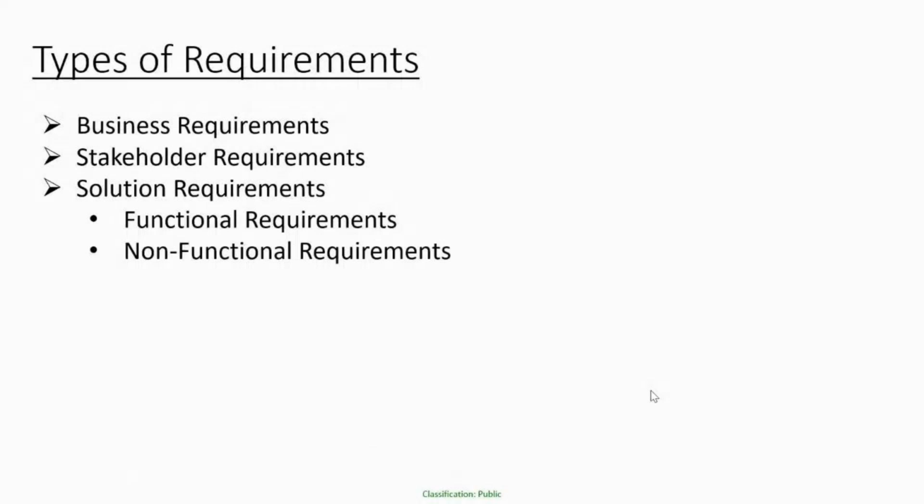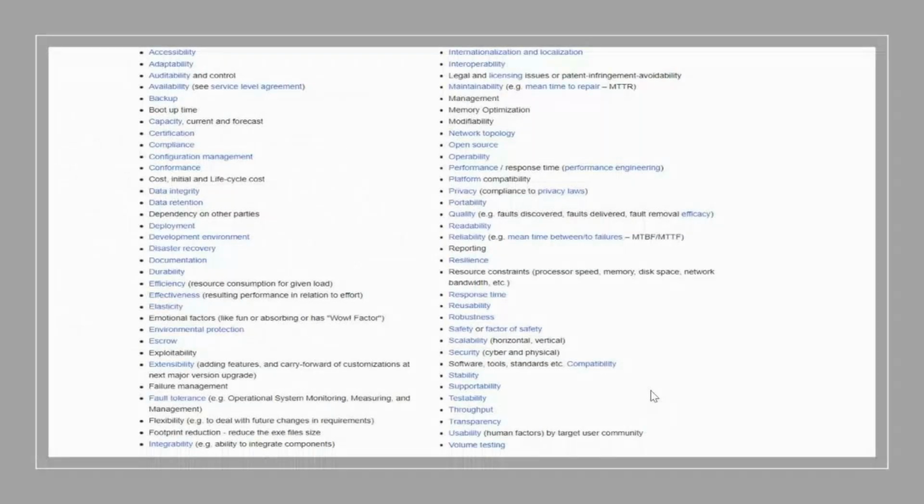In fact, to give you more information, if you go to Wikipedia and search for non-functional requirements, you'll find a very lengthy article. In that, one section talks about what all can be the different types of non-functional requirements. So this list has been pulled out from that itself. If you see accessibility, adaptability, availability, disaster recovery, documentation, durability, efficiency. So there are n number of non-functional requirements.